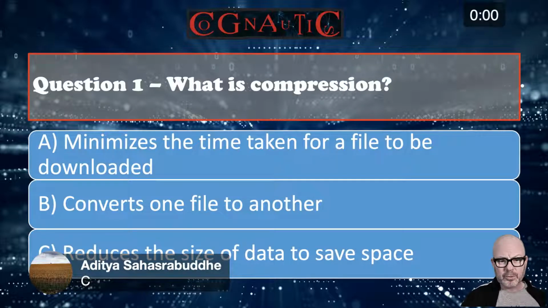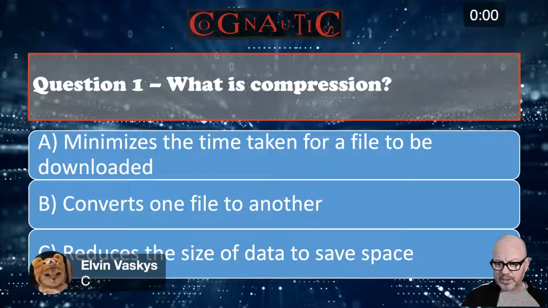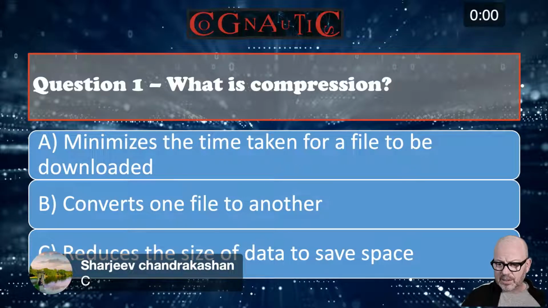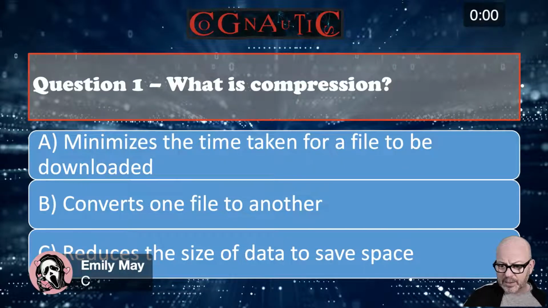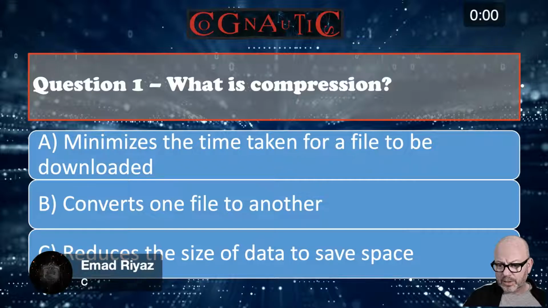Which is, of course, let's have a look. We've got Hash Brown. Hi, Hash Brown, how you doing? He's come in with a C. We've got Elvin with a C. We've got Bogdan with a C. We've got Flynn with a C. We've got Sharjeev with a C. Hi, Emily May. Thanks for coming, with a C. We've got IBM with a C. We've got Emad with a C.